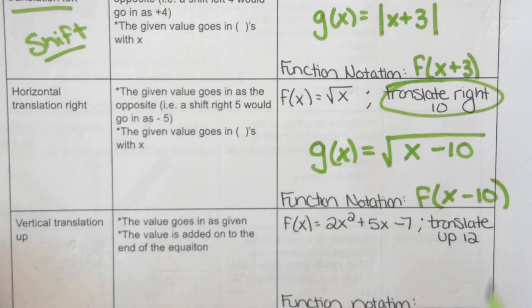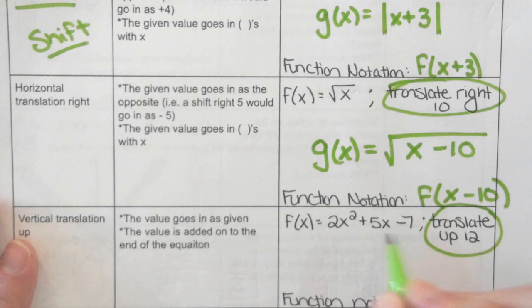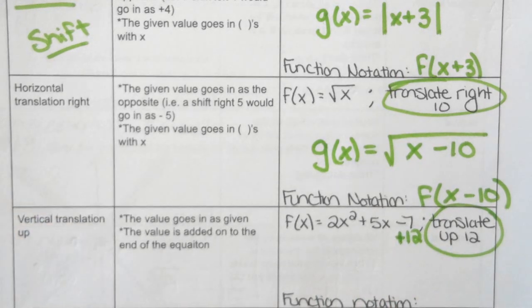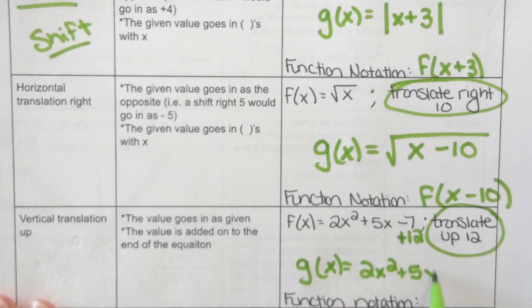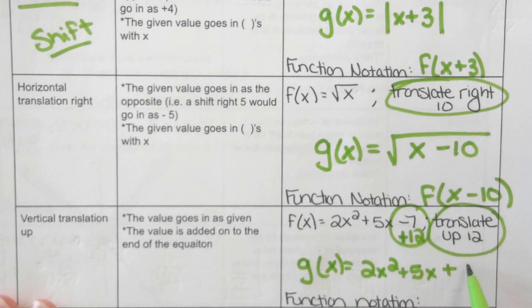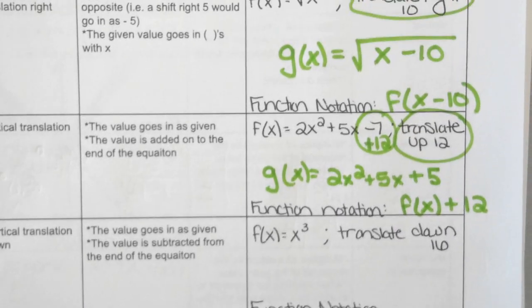Vertical translation up. So translations up and down are a little bit easier. They just get added on to the end. Okay, so if I have this quadratic equation, literally I'm going to take this quadratic equation and just add it on. Now, do you notice that I have like terms that I can combine? I am going to do that and simplify. So g of x equals 2x squared plus 5x plus what? 5. Yes. So I took my f of x and I added 12. So the plus 12 goes outside.